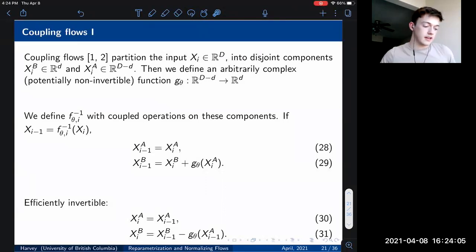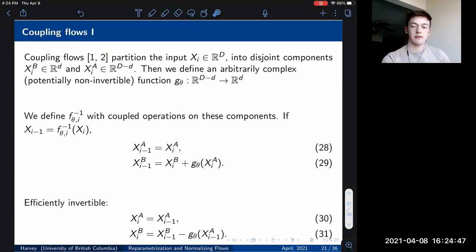And so once we have g_theta, we can define these coupled operations, which make up the transformation that we have in one layer of coupling flows. What we do to component A is very simple because we actually don't do anything. We just copy the values from layer i minus 1 to layer i. Then we do something slightly more complicated for component B. We take the values at x^B and we add on this complex function of x^A, and that gives us our new updated value for component B.